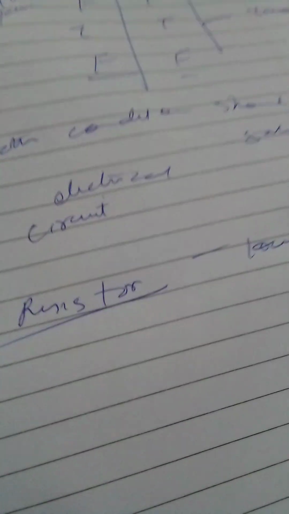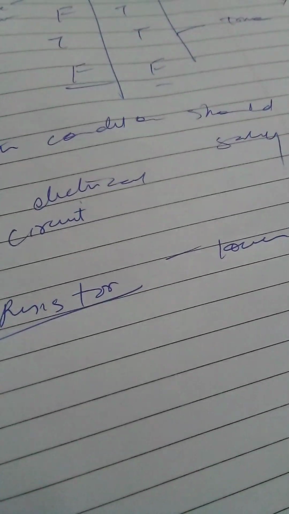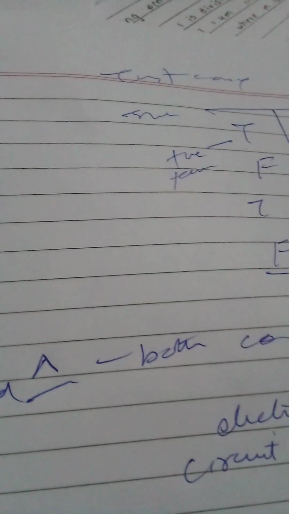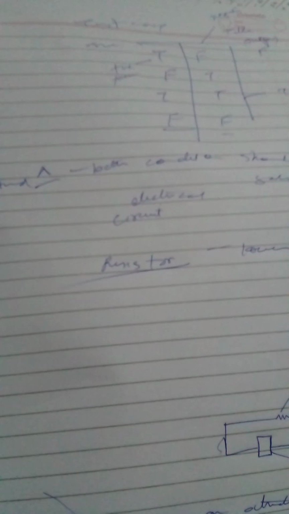So if the current is moving, then obviously your current will pass through your bulb and your bulb will glow. This happens only when both test cases are true. And the last thing is false false. Obviously if your terminals are not activated by the current, then nothing is going to glow. So this was your AND test case. Now we'll move to the OR test case.